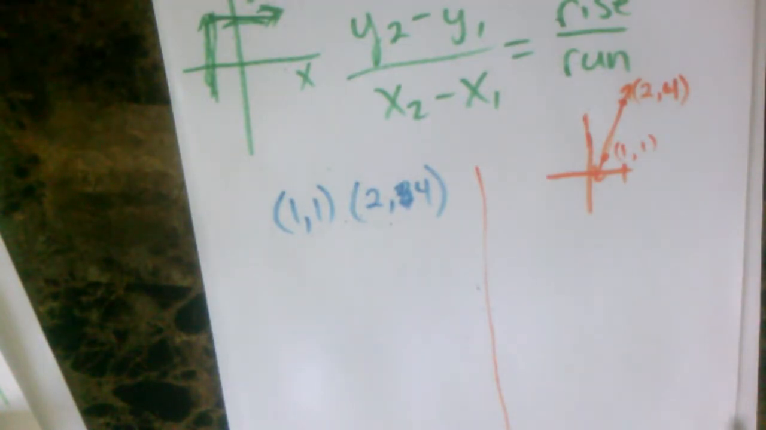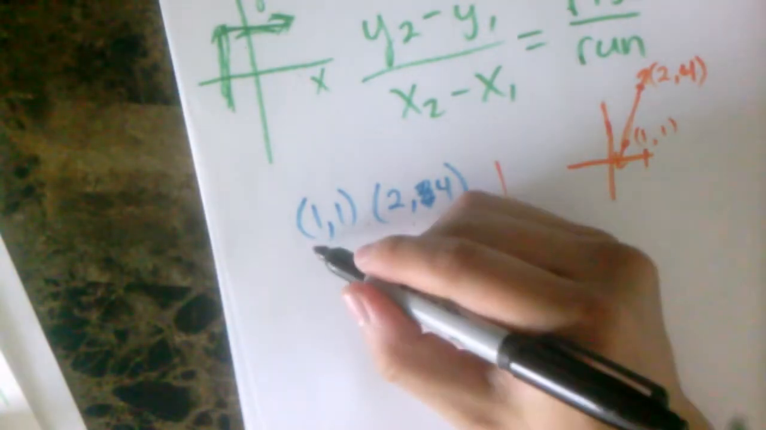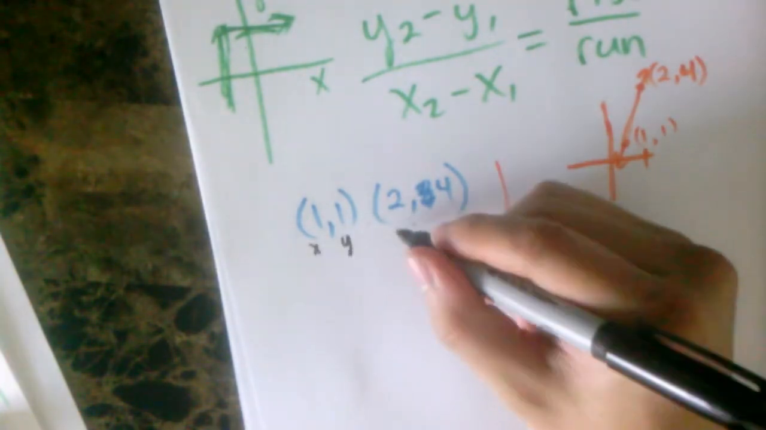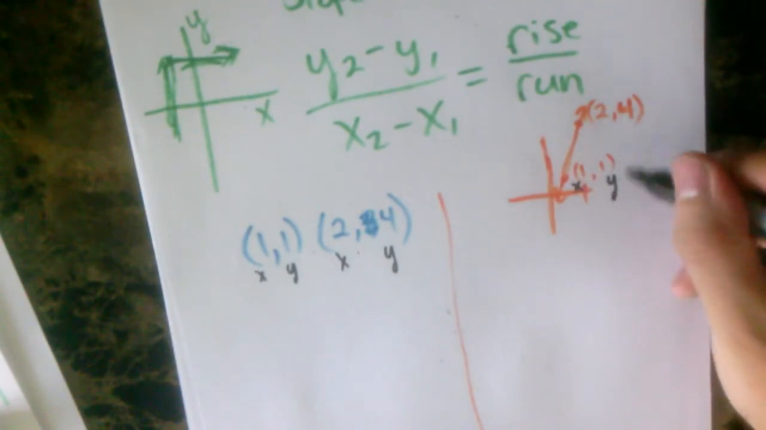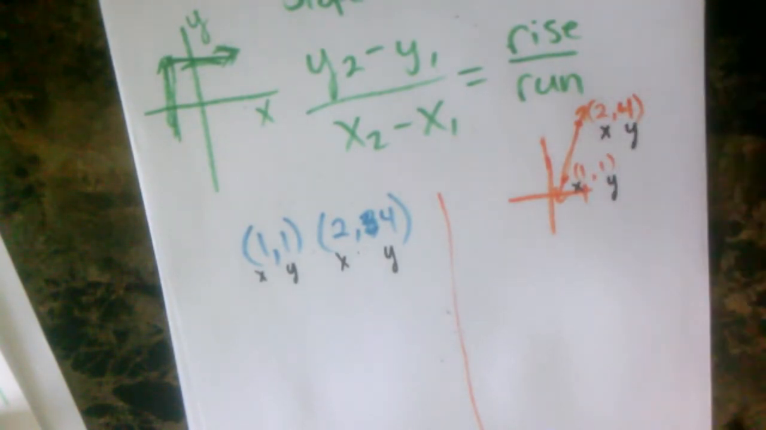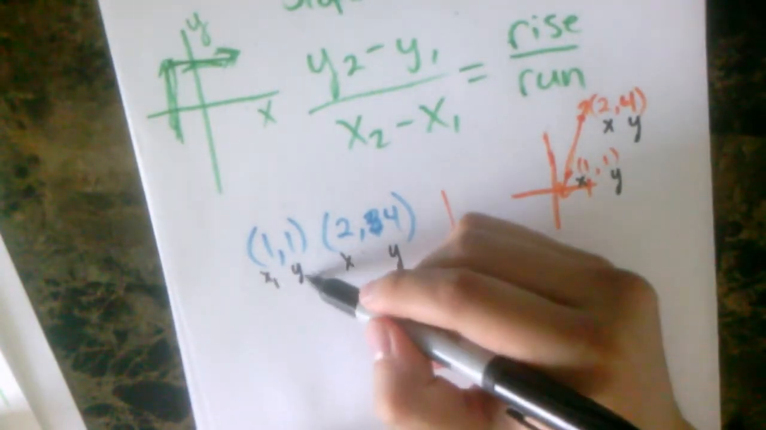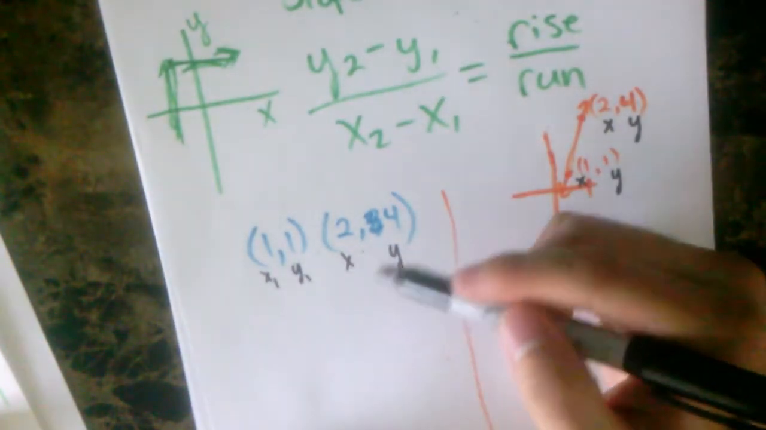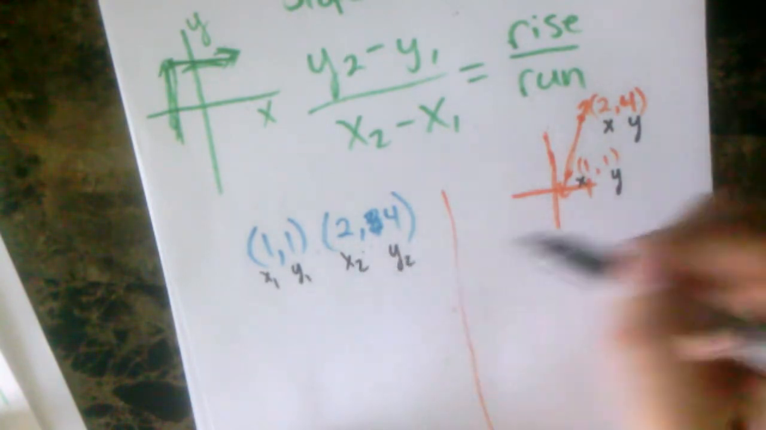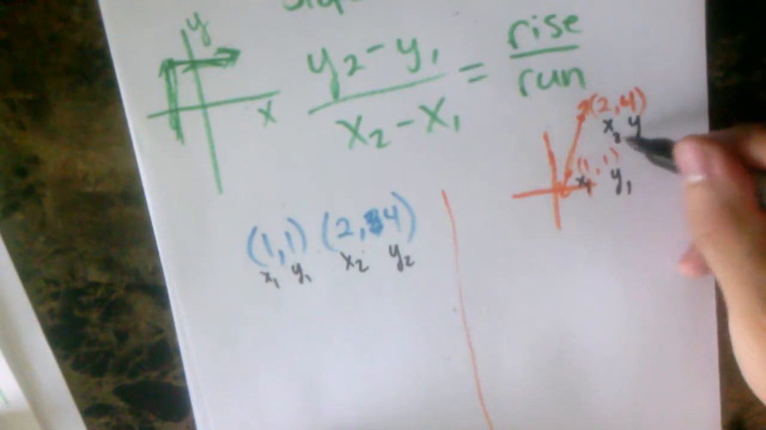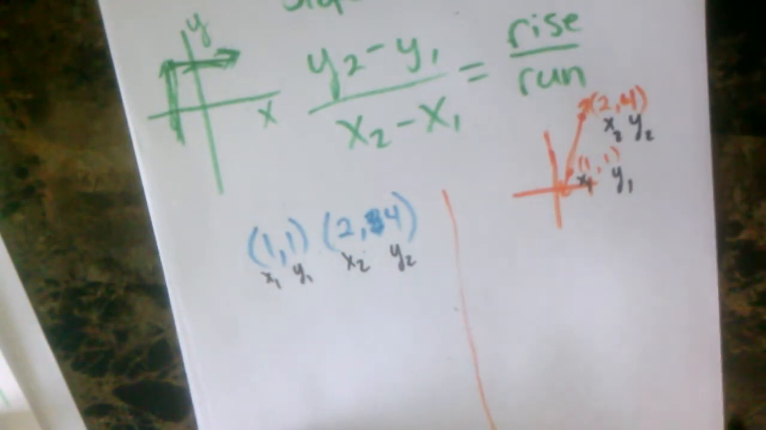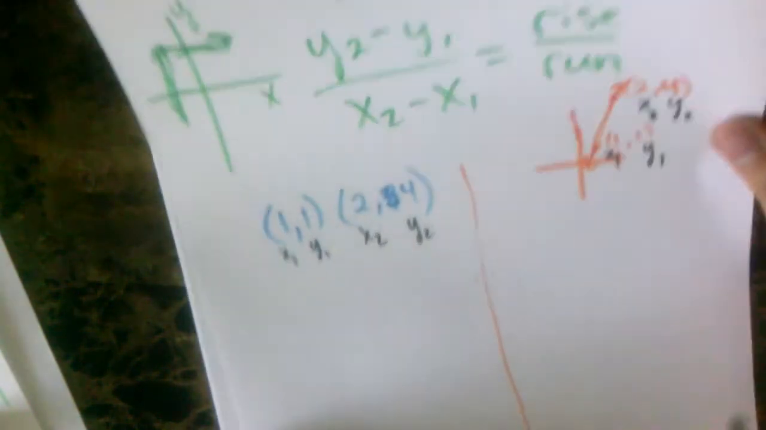So let's go ahead and apply our slope formula. Remember, the first thing you want to do is label your points. So this is x and y, x and y. Your first point is x1, y1 because it's point number 1. Your second point is x2, y2 because it's point number 2. Again, 1, 1, 2, 4. And now I'm going to do both problems at the same time because they're going to have the same math.